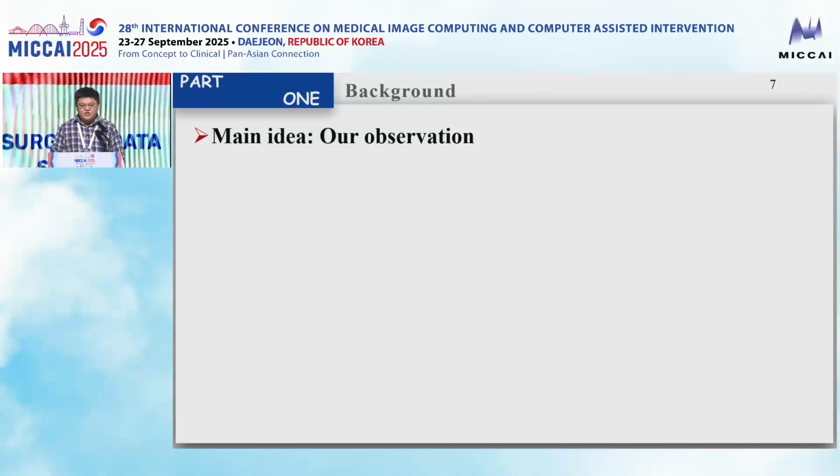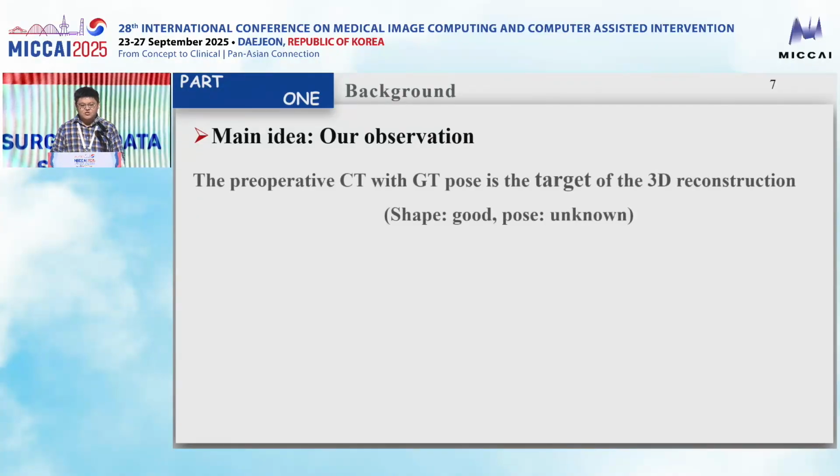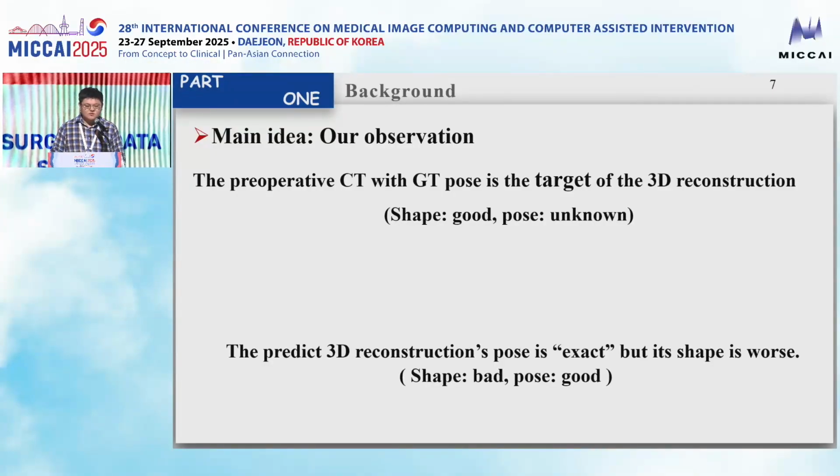To address this challenging issue, we have the following observation. That is, the preoperative CT with ground truth pose is the target of the 3D reconstruction. That means the CT volume provides the exact shape, though we do not know its pose. On the other side, the 3D Gaussian reconstruction can provide the relatively exact pose of the 3D shape. However, this shape is worse from just biplanar views. Actually, we found that these 2 processes can complement each other.